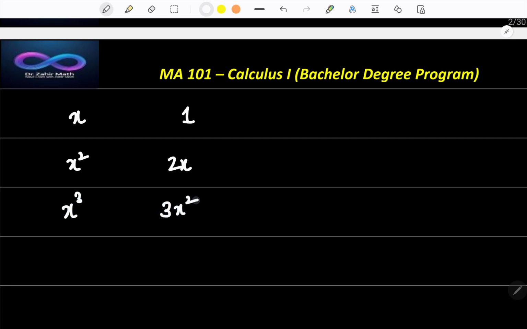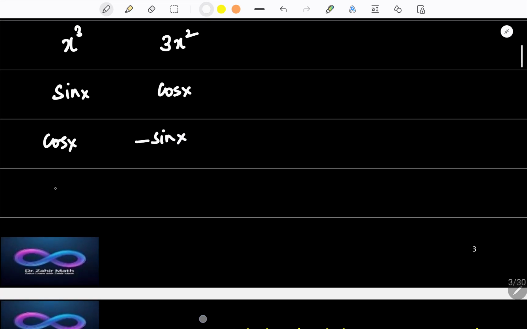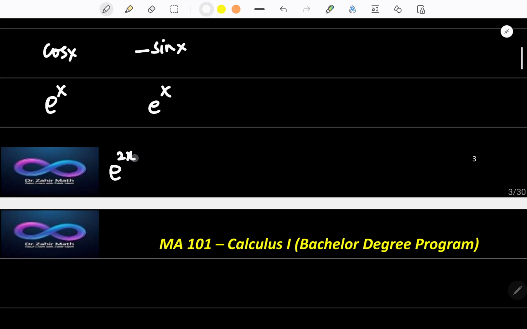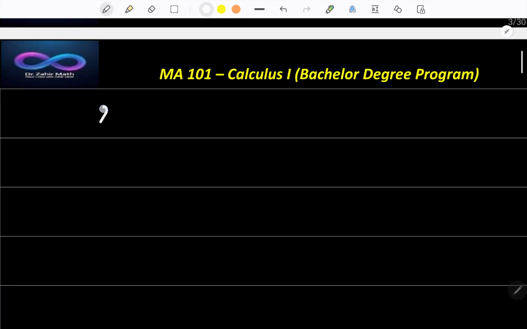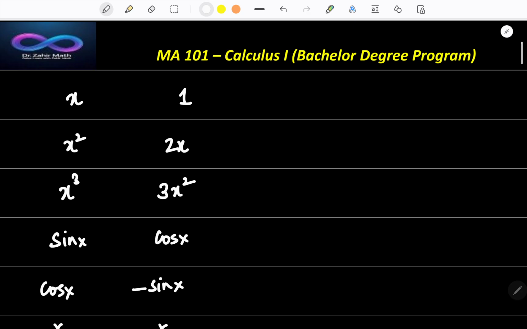It is 3x square. And what's the derivative of something, for example, sine x? Derivative is cosine x. What's the derivative of cosine x? Negative sine x, right? What's the derivative of e power x? It is e power x. What's the derivative of e power 2x? E power 2x multiplied by 2. And what's the derivative of ln x? It's 1 by x. Why, teacher, you are telling all these things? Because we already studied in the first 2-3 exercises.